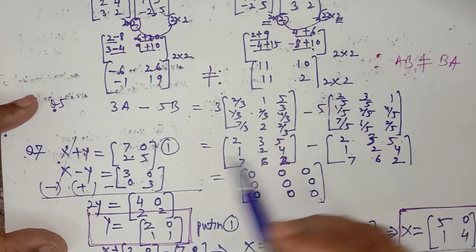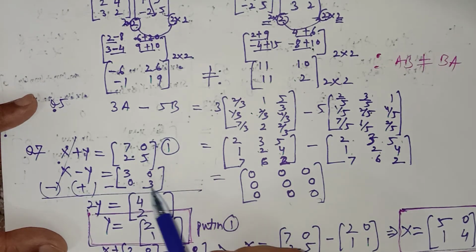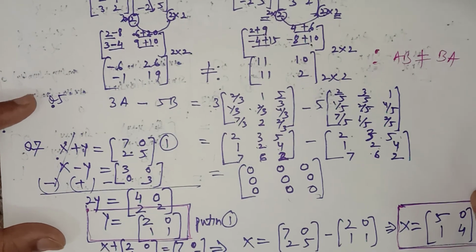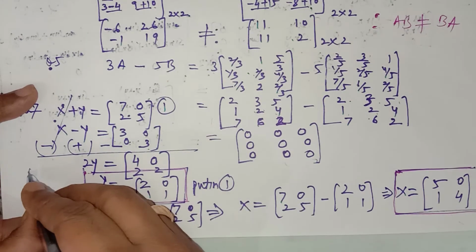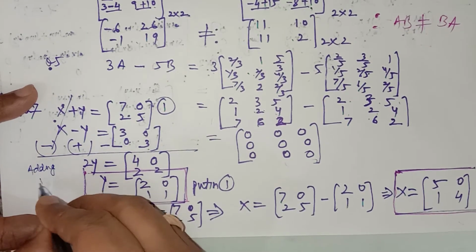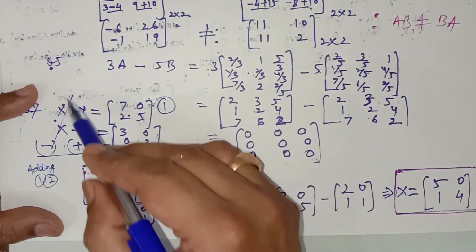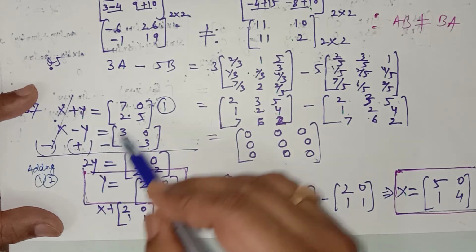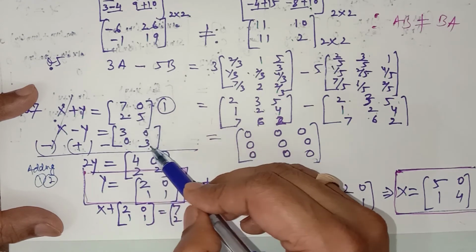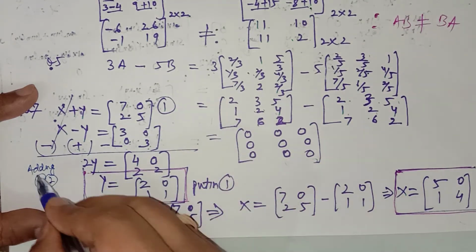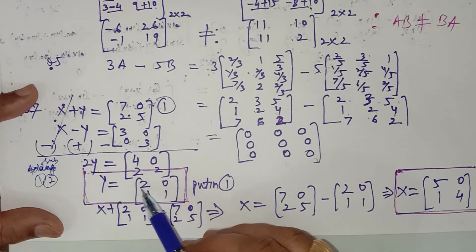Now in question number 7, x plus y is given as a matrix and x minus y is also given as a matrix. You have to find the matrix x and matrix y. Now if we simply subtract step number 1 and step number 2, x will be cancelled out, so y plus y is 2y. Subtract this matrix from that: 7 minus 3, 0 minus 0, 2 minus 0, 5 minus 3. This is the matrix, and divide by 2. So I am getting y as 2, 0, 1, 2.